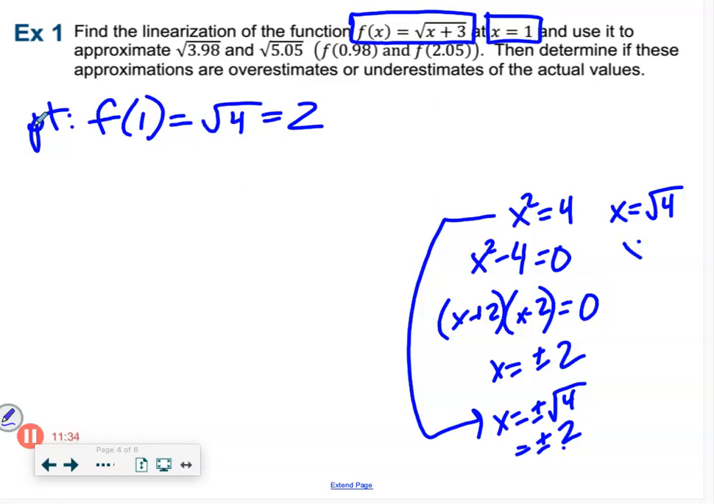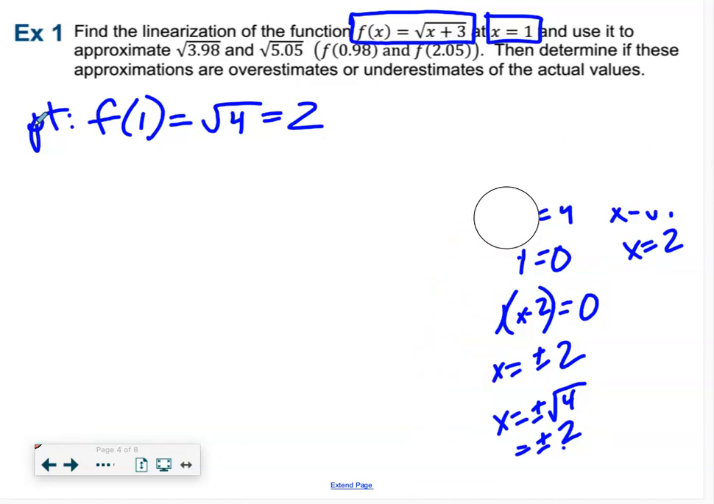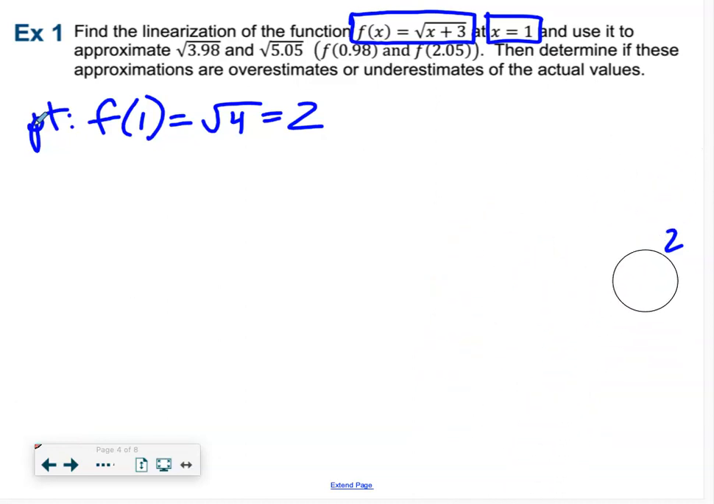The square root of 4 is just 2. If there's no plus or minus in front of it, you don't get to add your own in, right? So it's just 2. So be careful that you know that a square root function just has all the outputs going to be positive or 0. Okay, so there's our point. So our point is 1, 2.